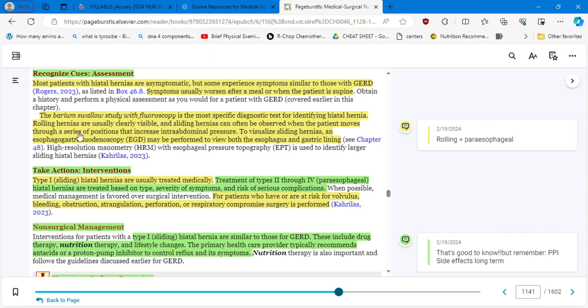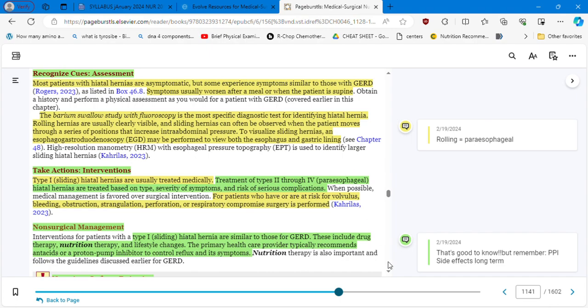Rolling hernias are usually clearly visible. Okay, the rolling hernias are also called paraesophageal. And sliding hernias can often be observed when the patient moves through a series of positions that increases intra-abdominal pressure. To visualize a sliding hernia, an esophagogastroduodenoscopy may be performed to view both the esophagus and gastric lining.